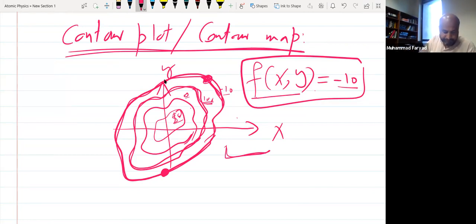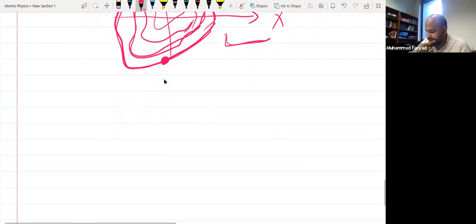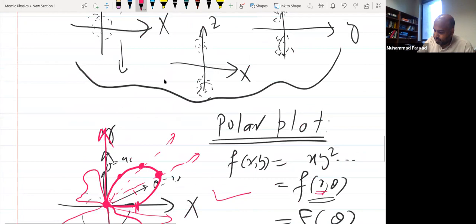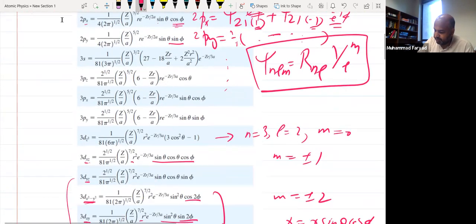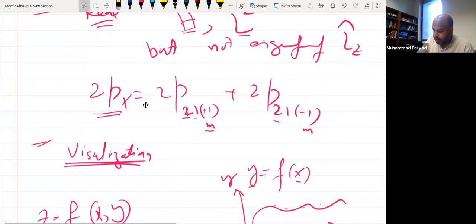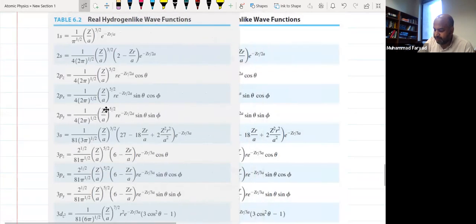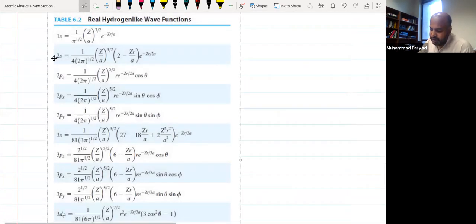Okay, so let's talk about a couple of things. And actually, let me talk about these orbitals now, and let me discuss some of the plots. So let's copy this one again. Now I'm going to use either the density plot or the contour plots to represent some of these functions. So let's talk about this 1s orbital. You see, it only depends on r.